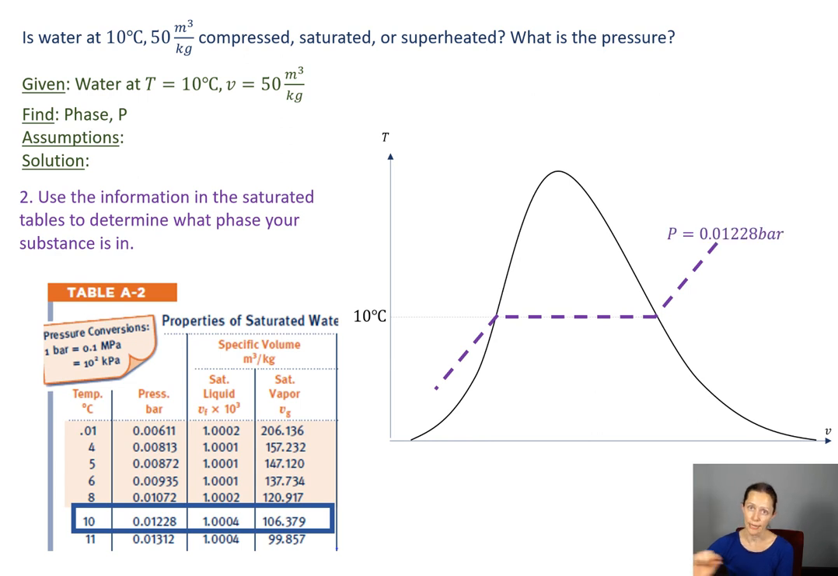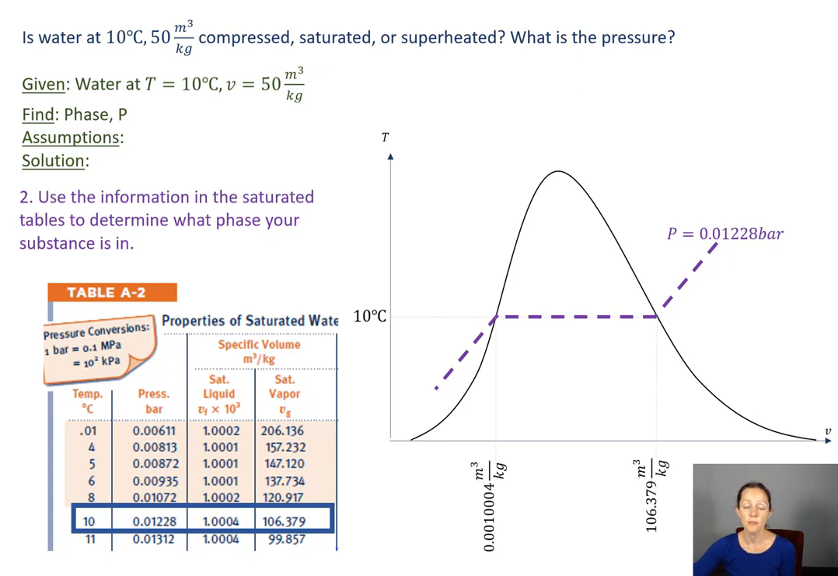So I'm going to draw a little line corresponding to a constant pressure of 0.01228 bar. Then I'm going to put my specific volume data on there. So V sub F, that would be 0.0010004 meters cubed per kilogram. And that would be at the location where the saturated liquid line and the 10-degree line overlap.